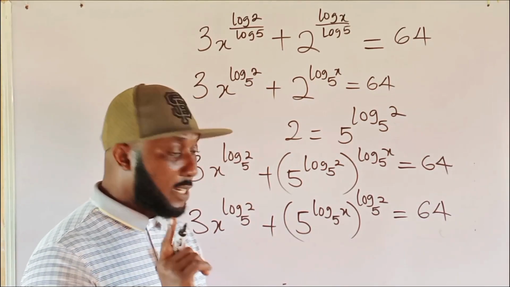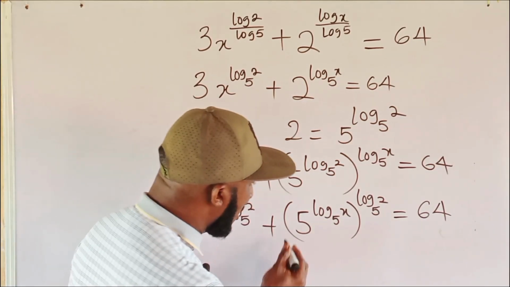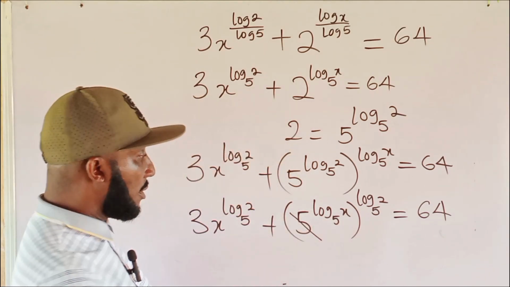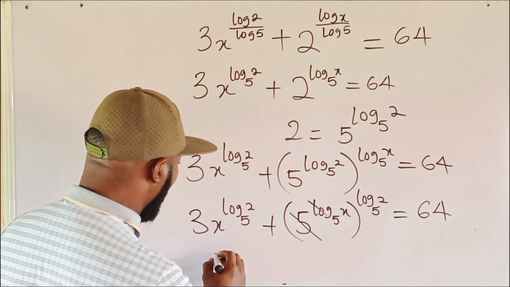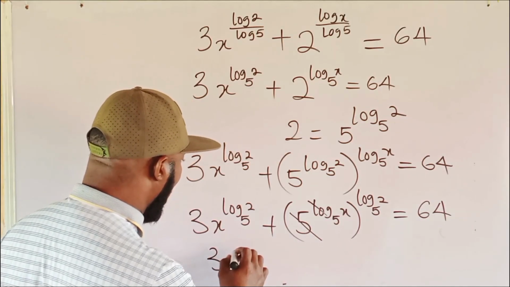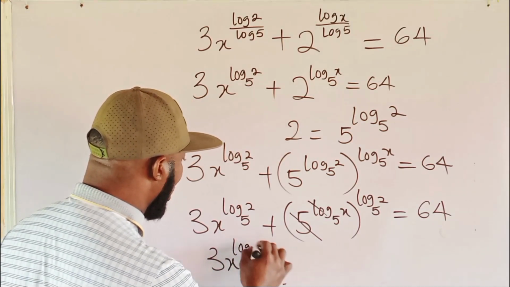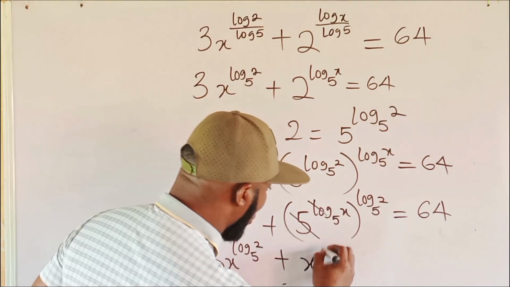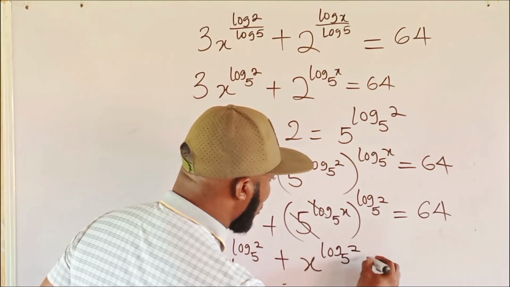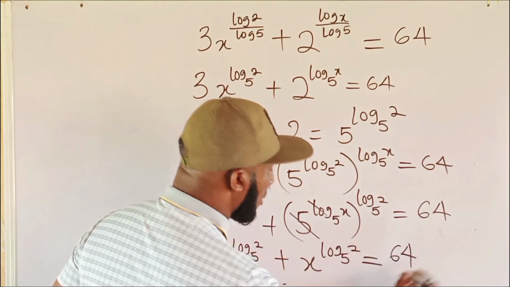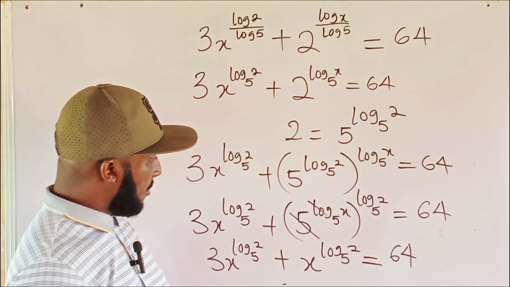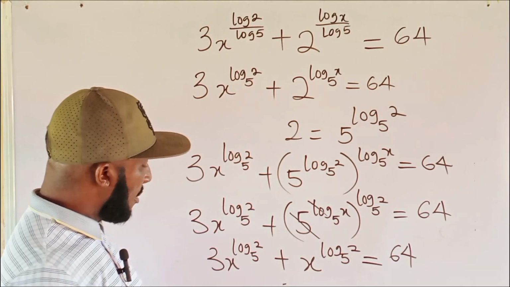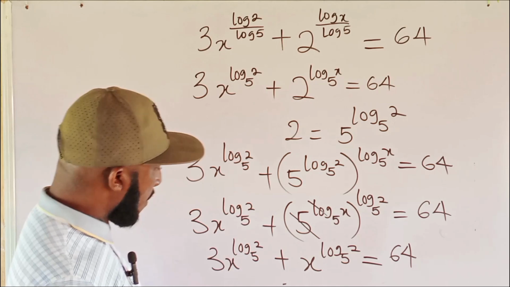So, if you look very carefully, that's the beauty in mathematics. You can see 5, we annihilate log to base 5. That's going to be 1. So we can rewrite this equation as 3s to the power of log to base 5 of the argument 2 plus x raised to log to base 5 of the argument 2, everything equal to 64. At least the problem is a lot easier to treat now.